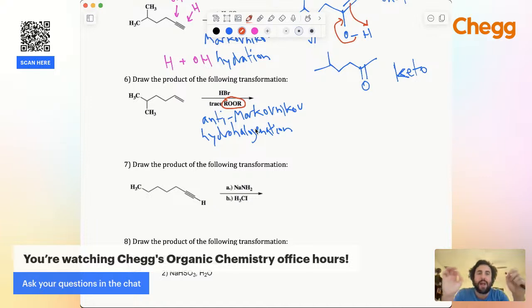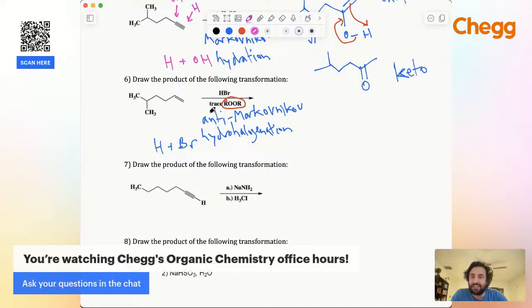So these are typically radical mechanisms. We're not going to go over the mechanism right now. Maybe another week we'll rigorously go over the mechanism. But what we need to know in this case, all we're doing is drawing the product. It's a hydrohalogenation, which means if it's HBr, that means we're adding an H and we're adding a bromine. We're adding a hydrogen and we're adding a bromine.